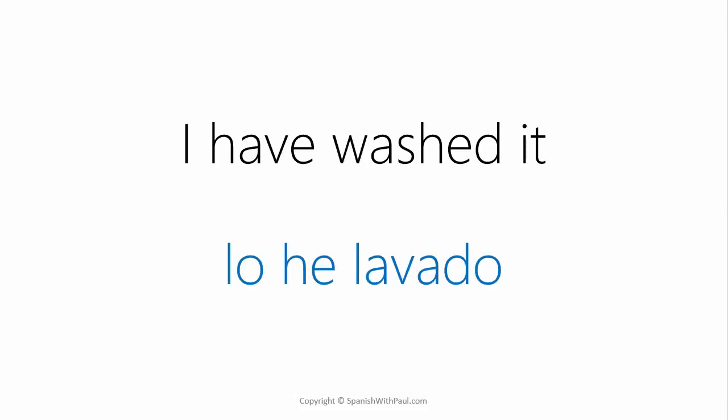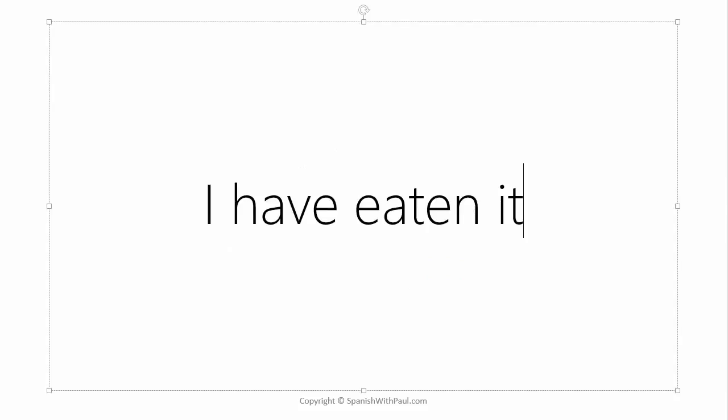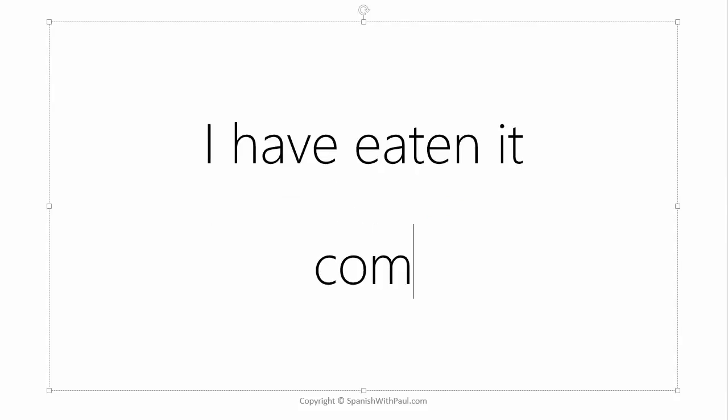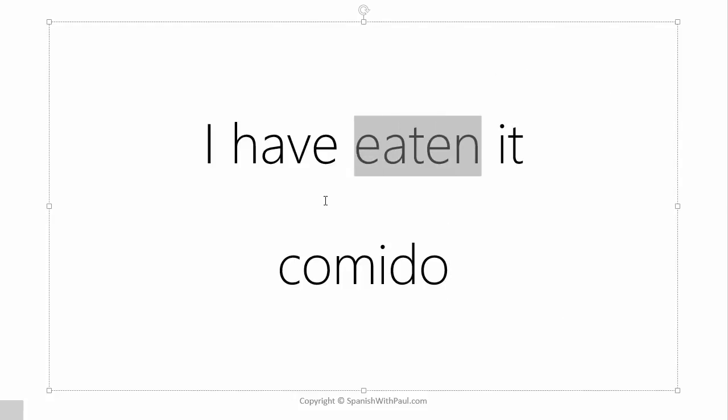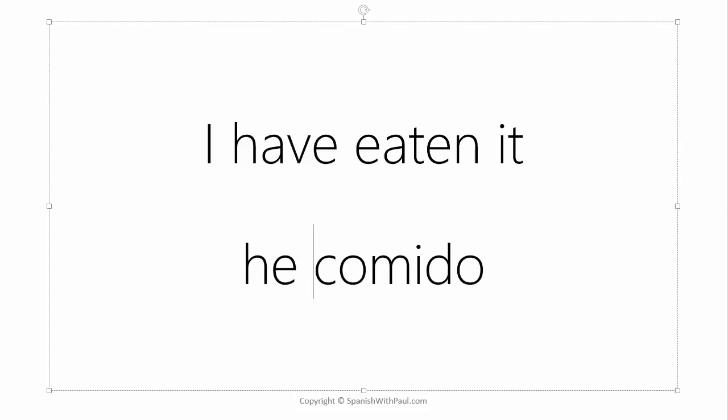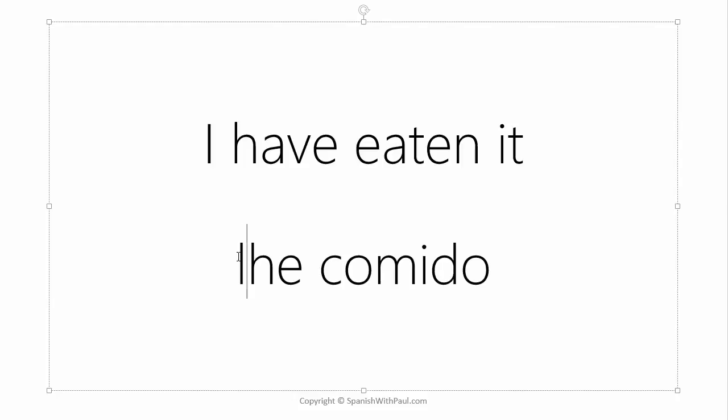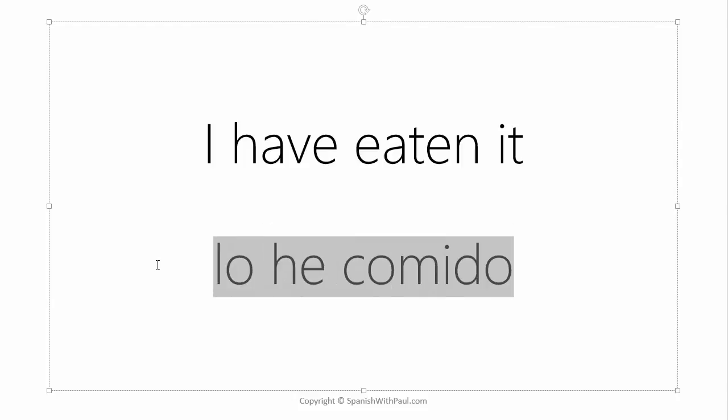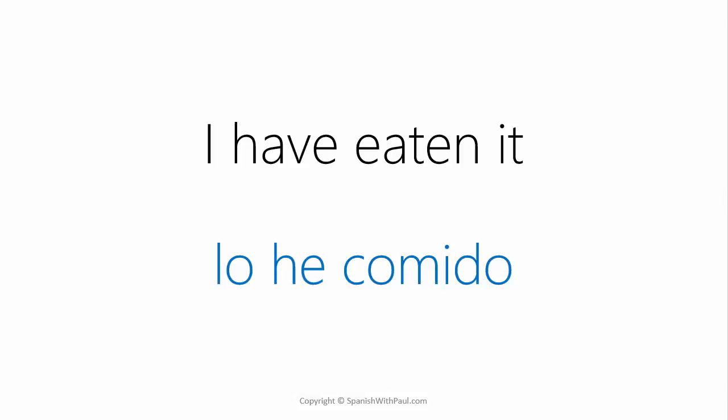In the third example, we have I have eaten it. Now the verb to eat is comer, as we know. We have an ER ending here now, so we have to change slightly. This goes to ido. The sound is ido, like this. So we have comido would be eaten, comido. And again, we have I have with he comido is I have eaten, and the it goes way up front. So lo he comido, I have eaten it.